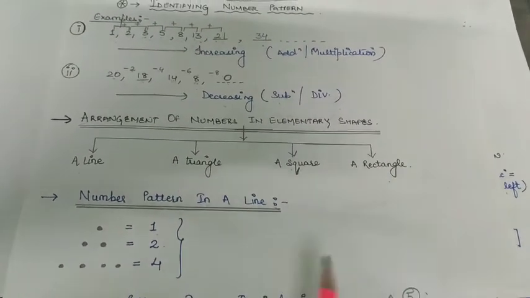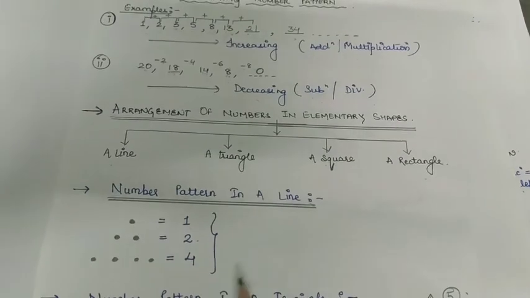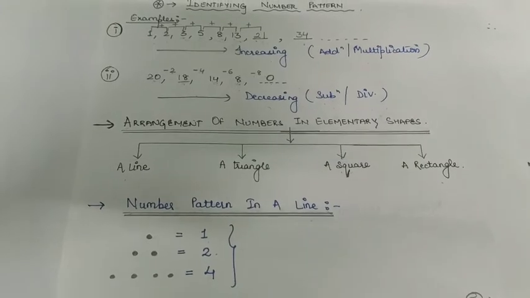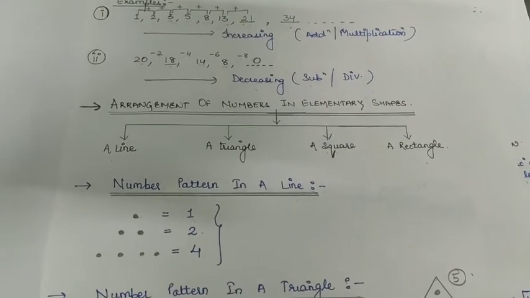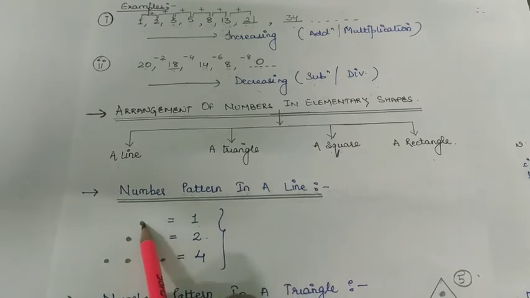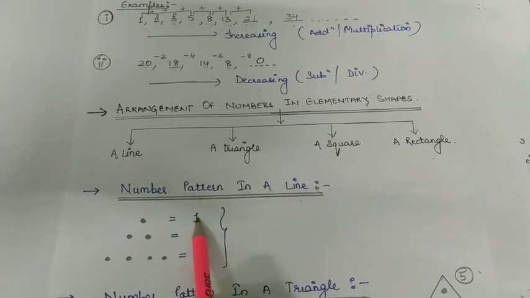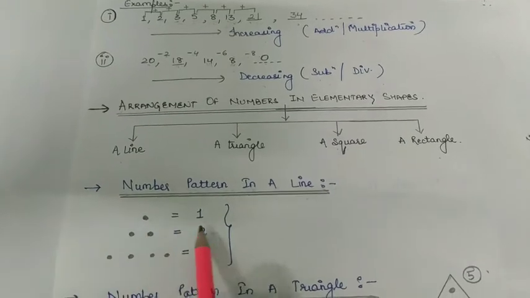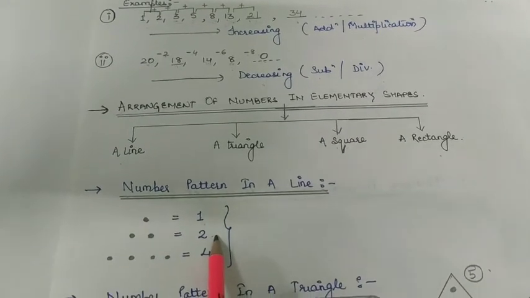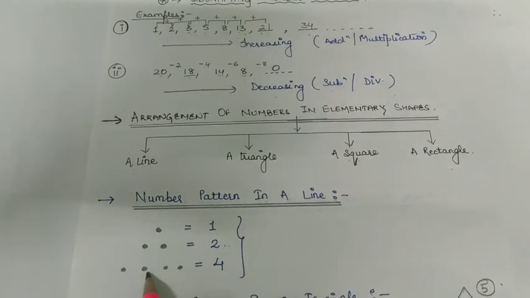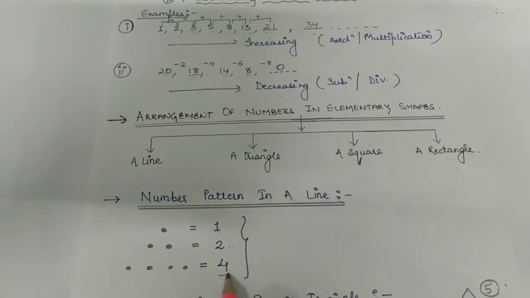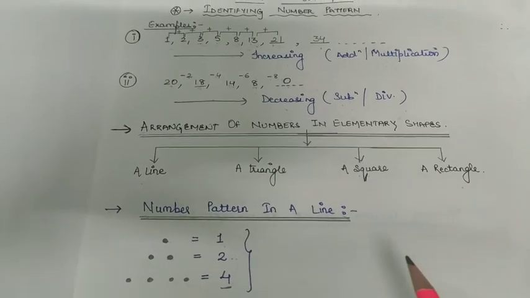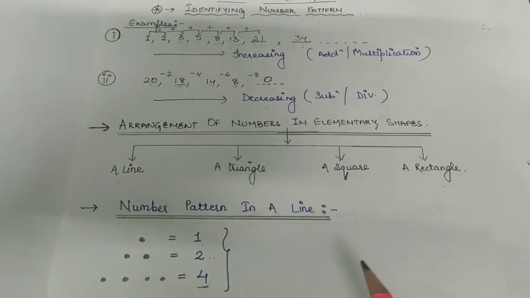The first shape that I will take in a number pattern is the line. Number pattern in a line. Now how do we represent it? We use dots for representing our whole numbers. Suppose I draw one dot, that represents the whole number 1. Then in a line, if I draw 2 dots, it represents the whole number 2. Then in a line, if I draw 4 dots, this represents the whole number 4. Like this, we can use any number of dots in a line to represent our whole number.